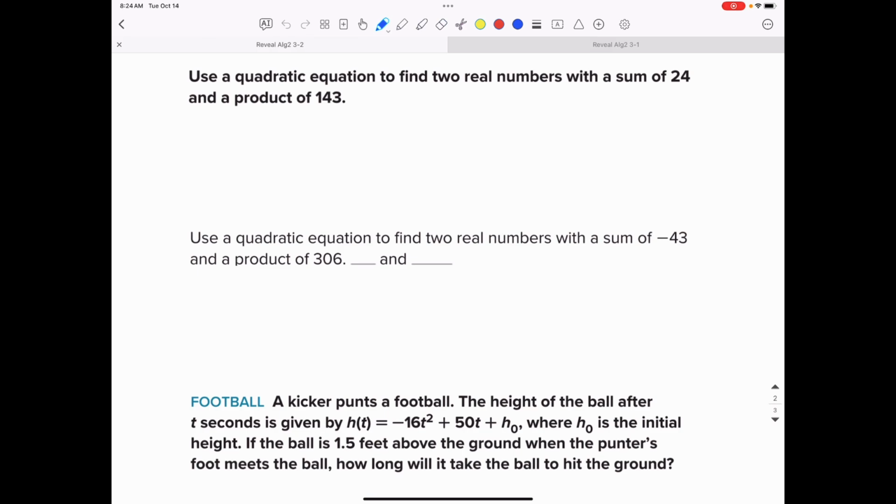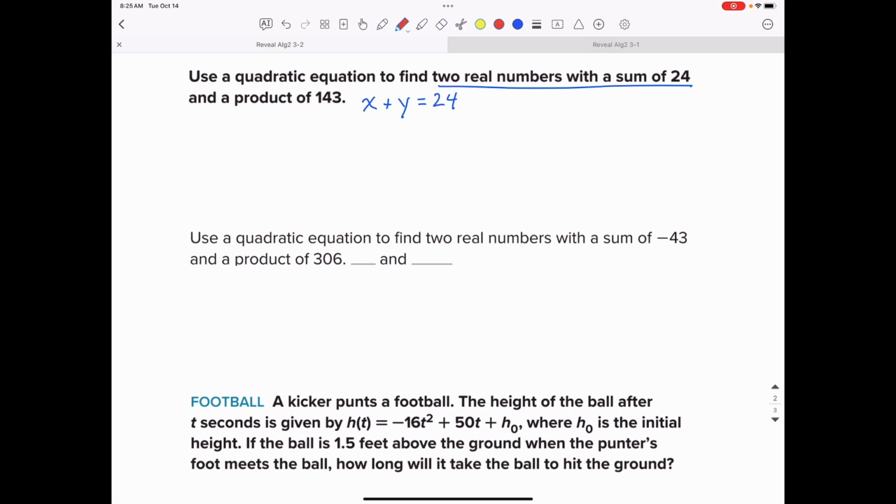So the first one is: use a quadratic equation to find two numbers with a sum of 24 and a product of 143. This classic problem can be solved using a system of equations, just like we did in the previous lesson. We're trying to find two numbers, so let's call those numbers x and y. Two numbers with a sum of 24 can be written as one equation of the system: x plus y equals 24.